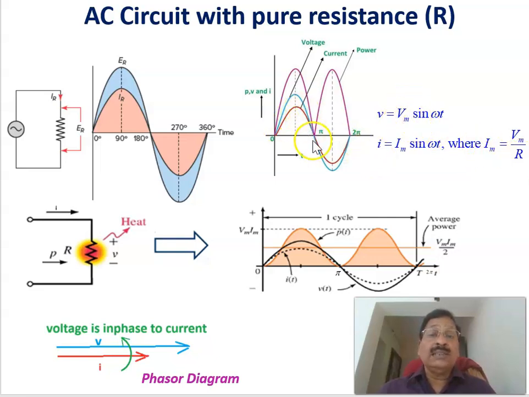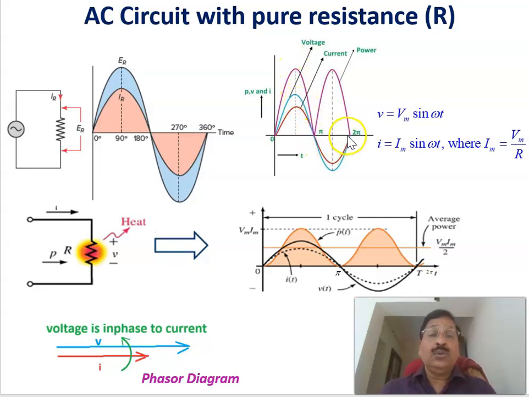Therefore, voltage and current both are in phase, and in order to calculate the power, we have to multiply the instantaneous voltage and instantaneous current. From 0 to pi radians, the first half cycle of the voltage, both voltage and current are positive. Therefore, the product of voltage and current will be positive. That is why you get a positive power from 0 to pi.